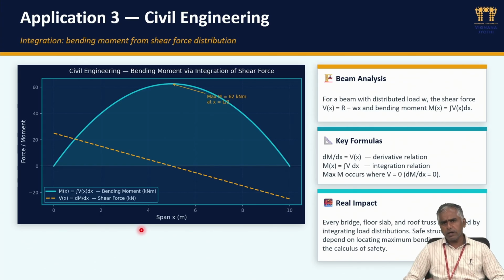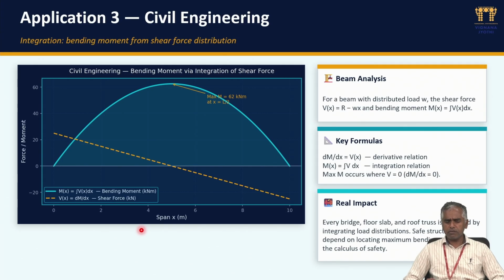So in that beam analysis, there are two formulae, that is V of x equal to R minus Wx and bending moment M of x equal to integration V(x) dx. So here we are seeing integration and differentiation. And next, the key formulae.